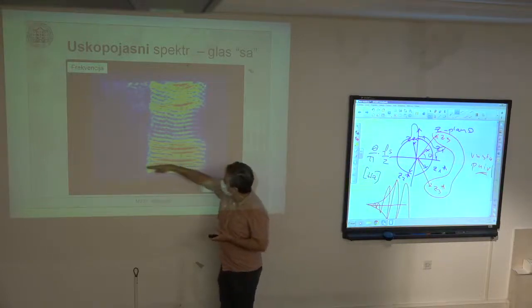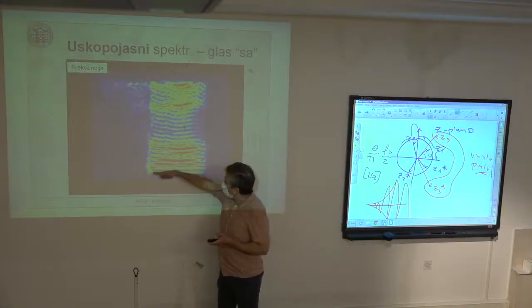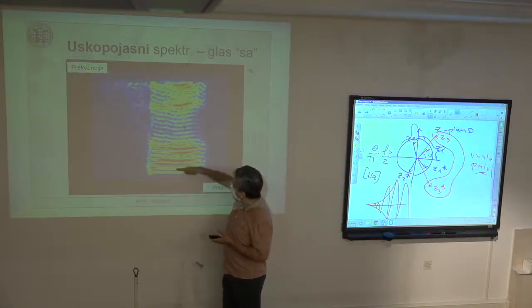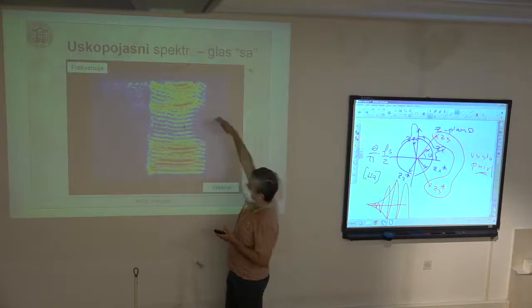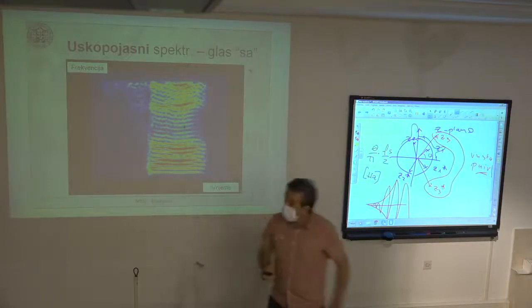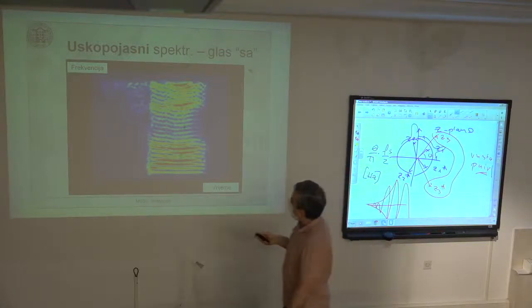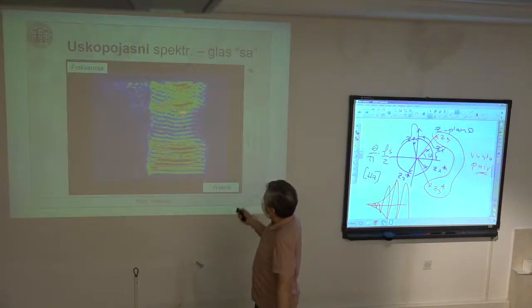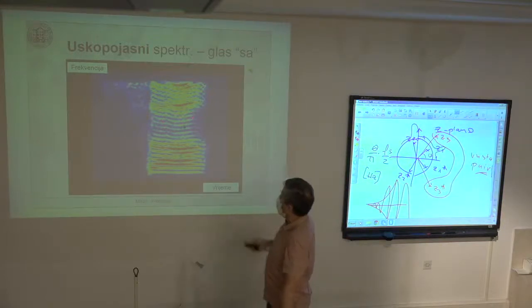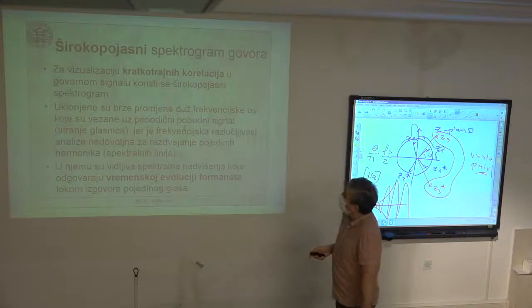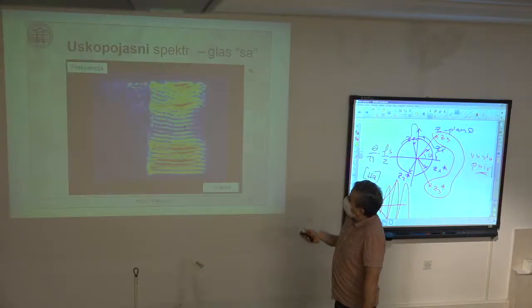And I see that this frequency is not constant. It is harmonically related, but it has this varying envelope, varying shape. And this varying shape is due to the natural intonation, that I change the fundamental frequency along the pronunciation of this sound. Okay, that is called narrow band spectrogram, uskopojasni narrow band spectrogram.